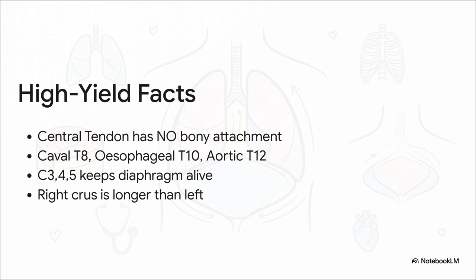3. C3, 4, 5 keeps the diaphragm alive. The phrenic nerve is your sole motor supply. 4. The right crus is longer and larger than the left crus. And 5. The inferior esophageal veins at that T10 hiatus form a crucial anastomosis between the portal and systemic venous systems. In portal hypertension, these veins can swell into varices and rupture, which directly links this anatomical hiatus to a severe clinical presentation like hematemesis, which is vomiting blood.